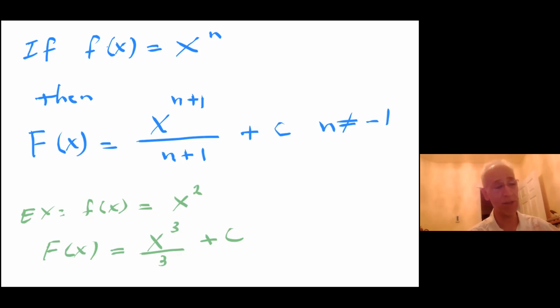So here's an example. Suppose f of x, small case, equals x to the second. So the antiderivative of that, capital F of x, equals x to the third power divided by 3 plus c.